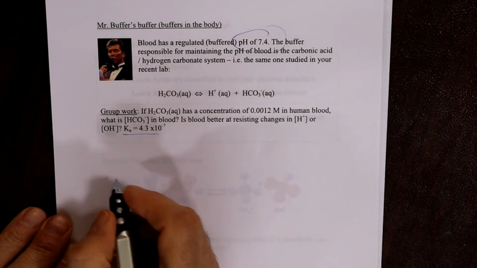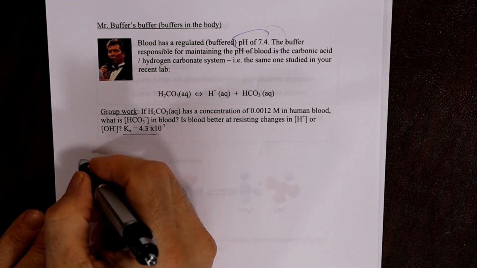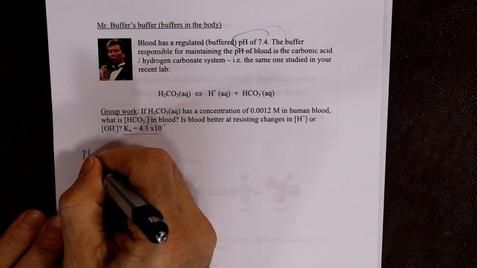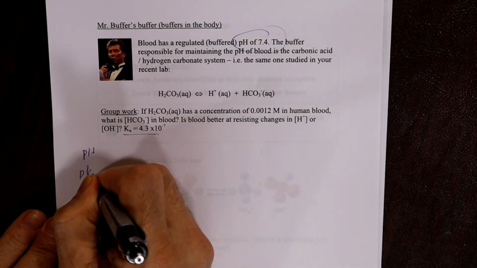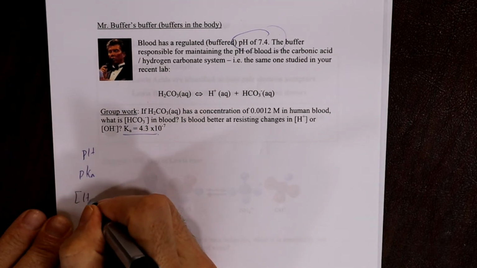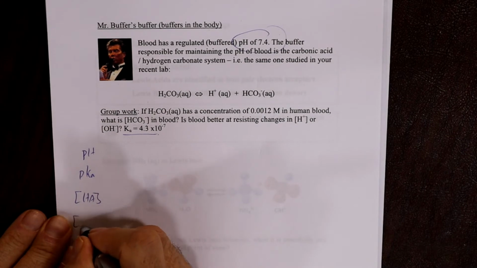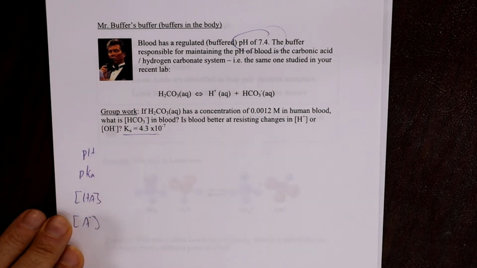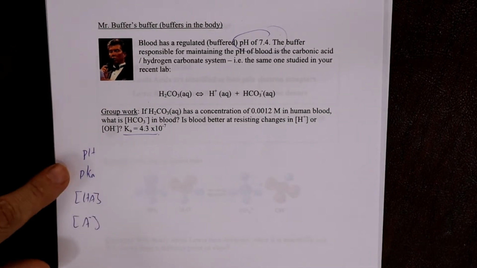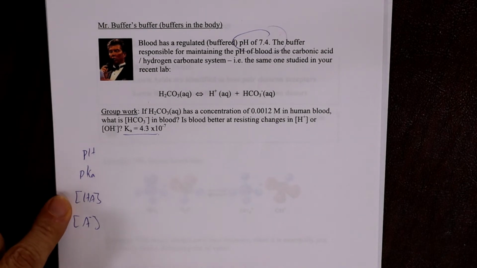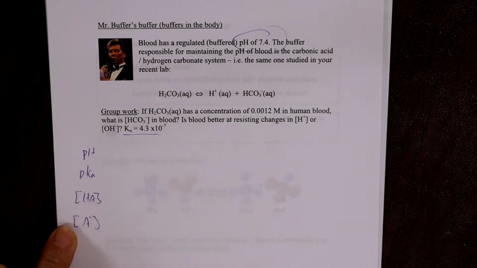We're going to use the Henderson-Hasselbalch equation, right? So we need pH, pKa, and the dissociated acid and conjugate base. You could do a grid too, but Henderson-Hasselbalch for buffers is usually the best method.